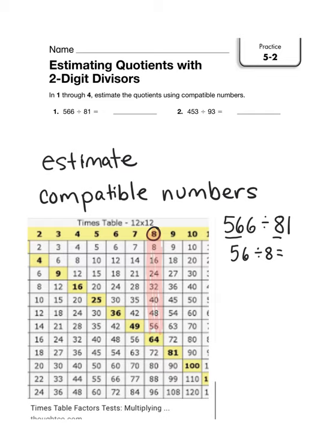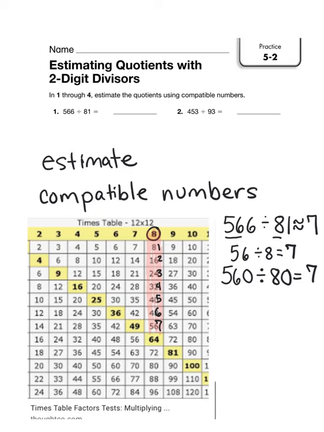Okay, so now we can see that 56 divided by 8 is 7, and if you don't have that memorized, just count. Here's one group of 8, 2 groups of 8, 3 groups of 8, 4 groups of 8, 5 groups of 8, 6 groups of 8, and 7 groups of 8. All right, so now let's extend that and say if 56 divided by 8 equals 7, then 560 divided by 80 is also going to be 7. So 566 divided by 81 is going to be close to 7.